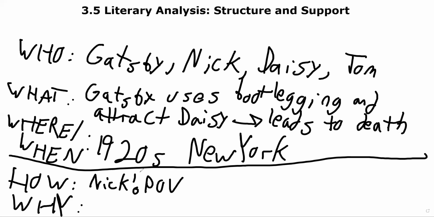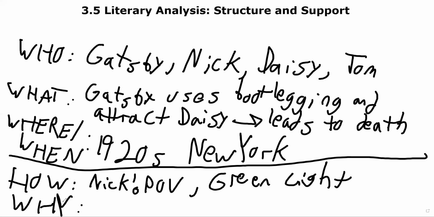We also get different symbols throughout the novel. One of the most famous symbols would be the green light that Gatsby watches from his side of the pier. And the green light again represents Daisy, represents the American dream, etc. And then that leaves the question of why. Why did Fitzgerald write this book? What is he trying to portray through these events?